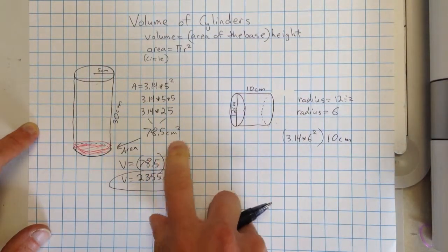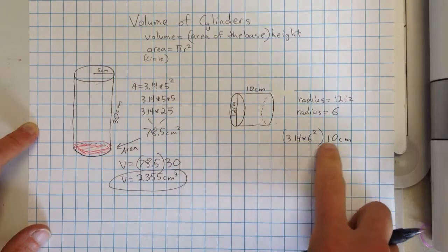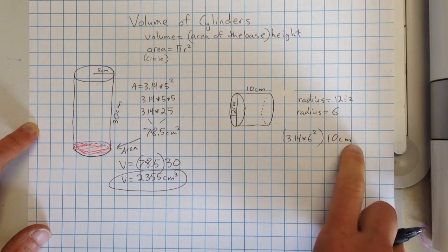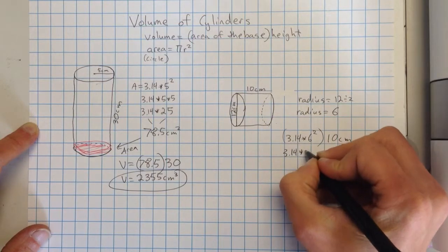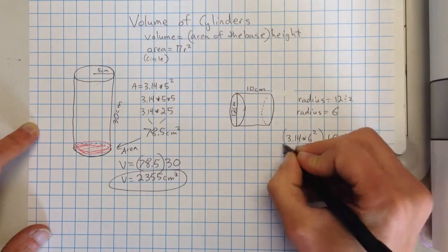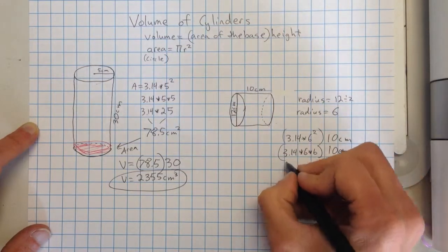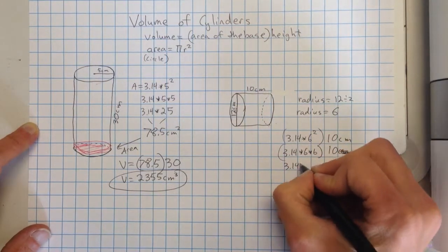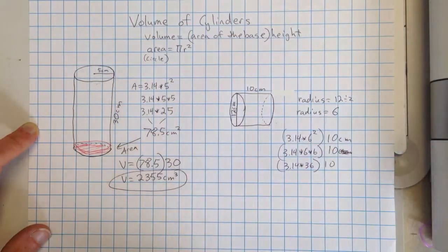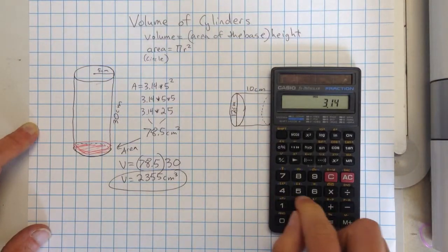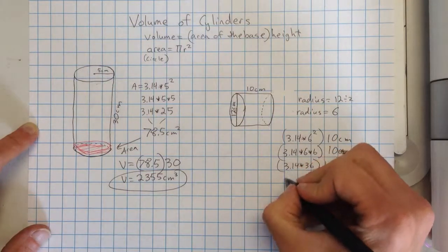So you can either do it in two steps. You could find the area first and then do a separate problem times the height. Or if you want to write it all out at once and just remember your order of operations, that's fine too. So I'll write 3.14 times 6 times 6, which is 3.14 times 36, multiplied by 10. So then I do 3.14 times 36. It gives us 113.04.